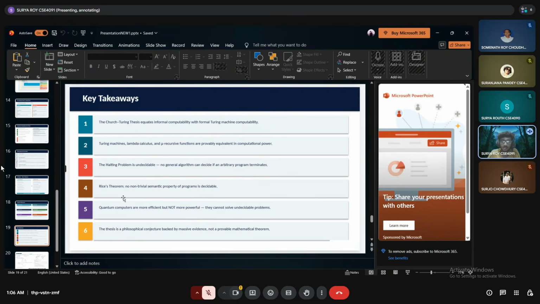Number four, Rice's theorem. No non-trivial semantic property of programs is decidable. Number five, quantum computers are more efficient but not more powerful. They cannot solve undecidable problems. Number six, the thesis is a philosophical conjecture backed by massive evidence, not a provable mathematical theorem.